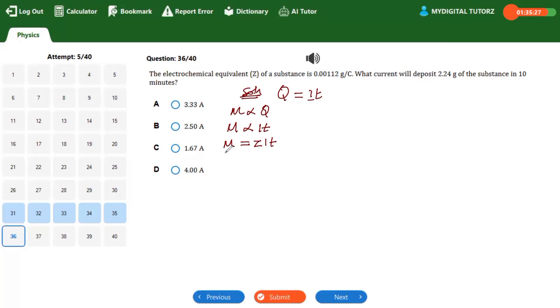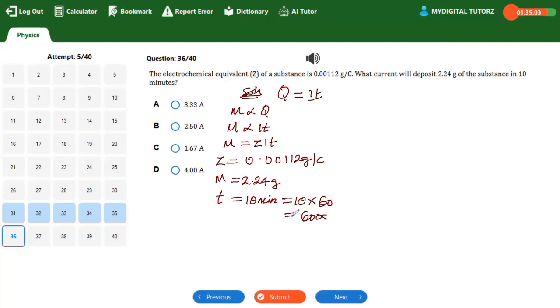So having known this, we are given that Z is equal to 0.00112 gram per coulomb, and the mass deposited during the electrolysis is 2.24 gram. The time of deposition is 10 minutes, so make sure you convert to seconds. That will be 10 multiplied by 60, which will give us 600 seconds. Having done this, the next thing you do is to apply your formula. We have M is equal to ZIT. And this time around, we are asked to find I.